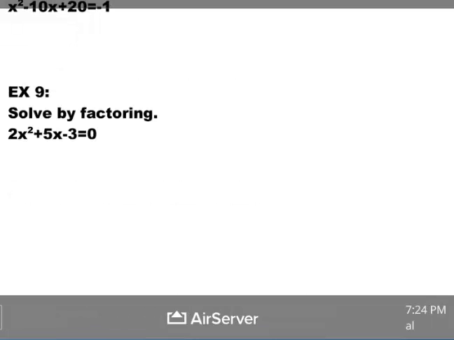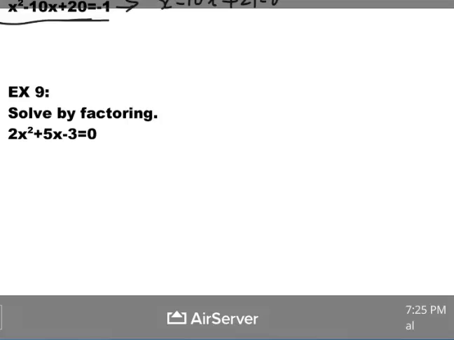Now we are going to use what we have learned about factoring so far to solve equations using factoring. When we are dealing with solving an equation, the first thing we do is try to see if we can use any factoring technique that we learned before. For example, if we want to solve this equation, I'm going to bring negative 1 to the left, so I'm going to get x squared minus 10x plus 21 is equal to 0.